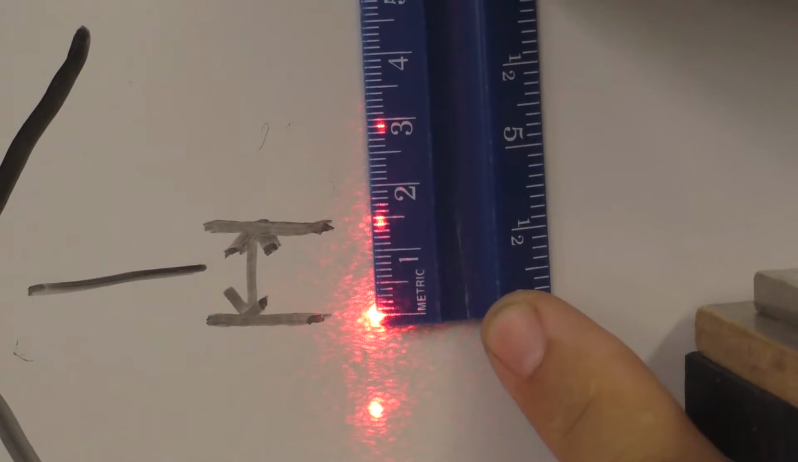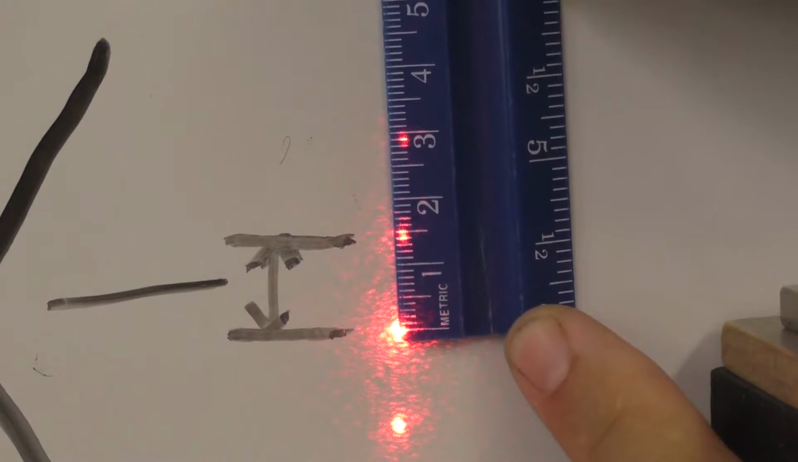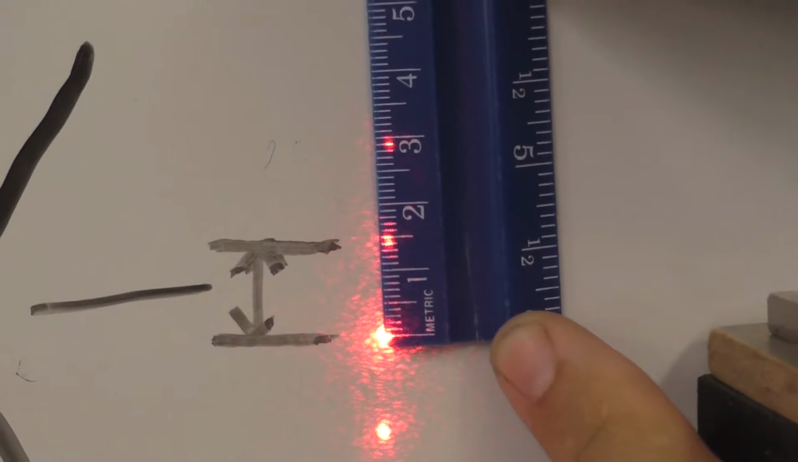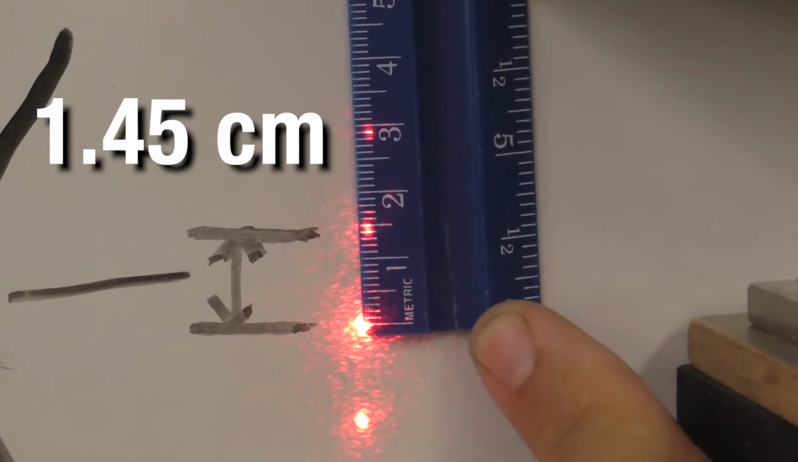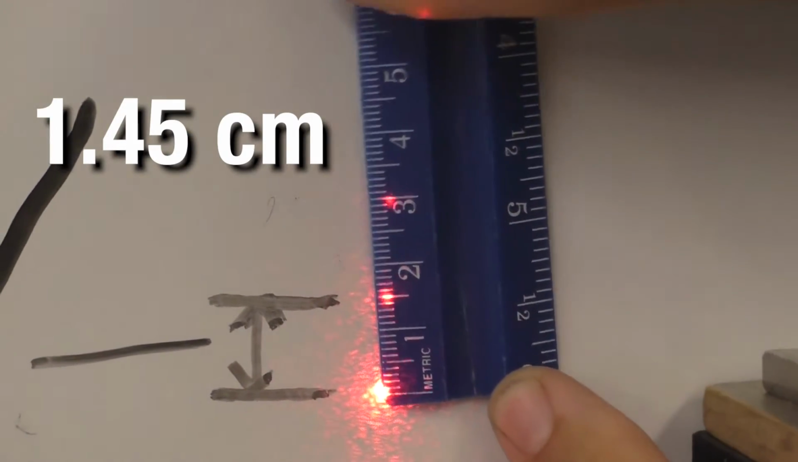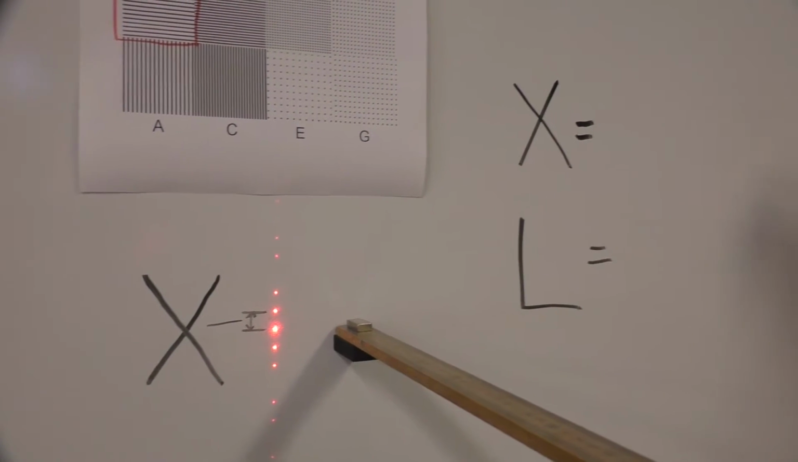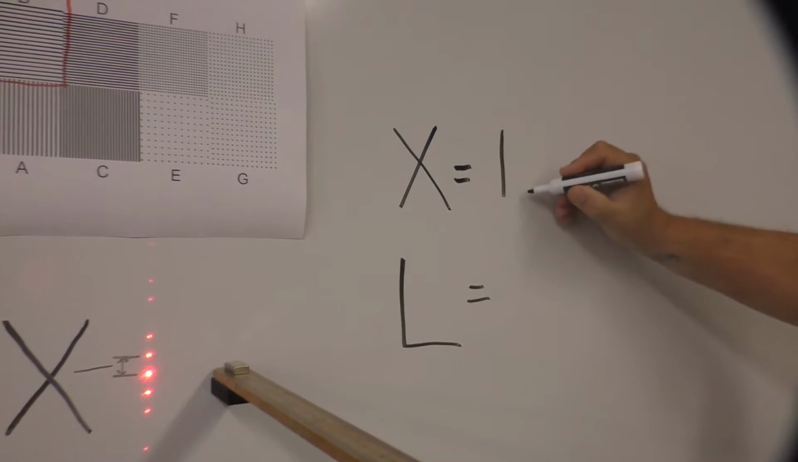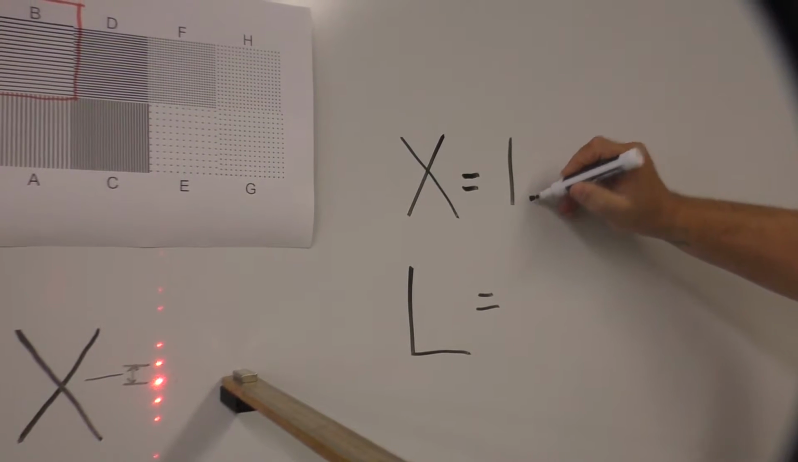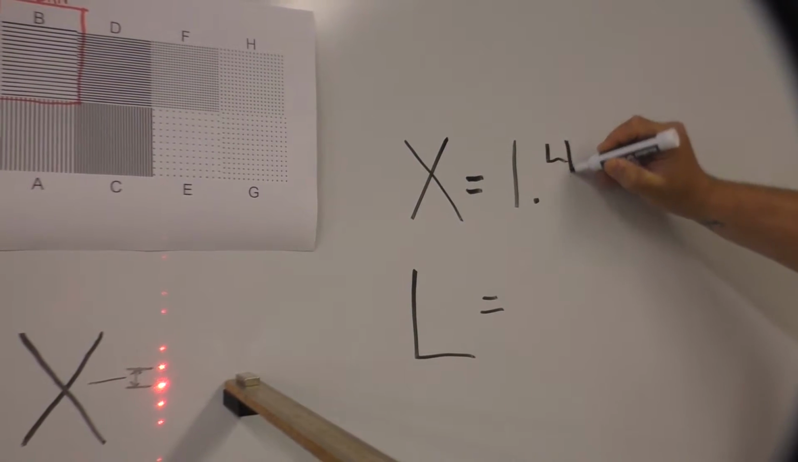And so we are going to record that as it looks like 1.45 centimeters. So we'll write that data on the board here. And that is data that you need to write down in the data table. So X is 1.45 centimeters.